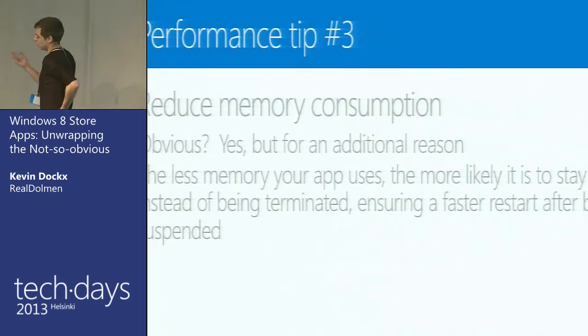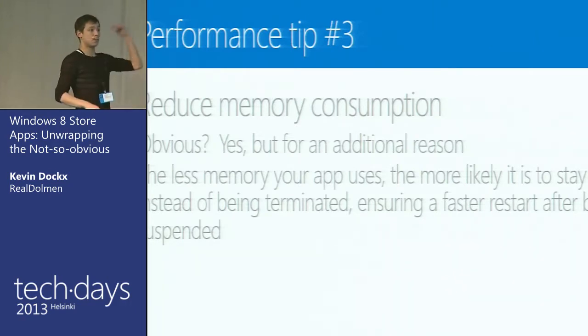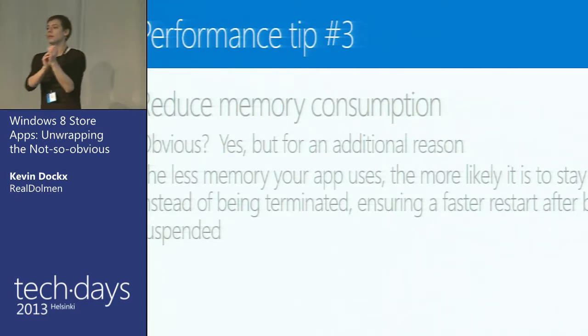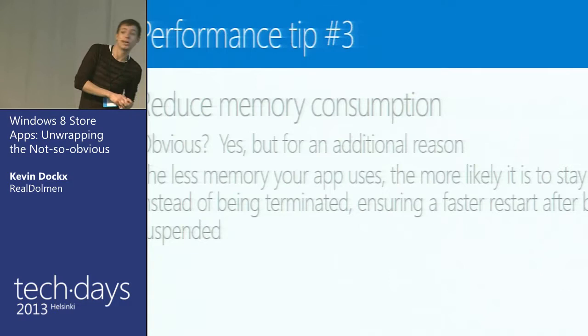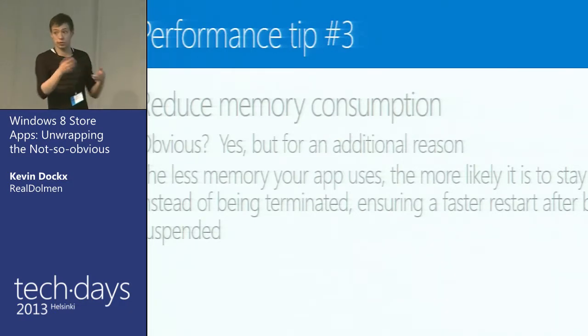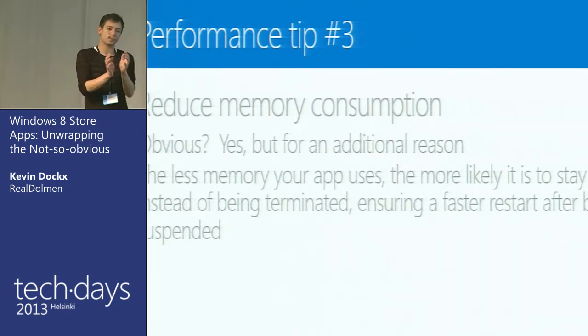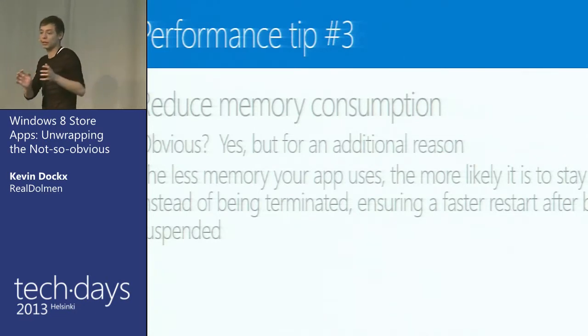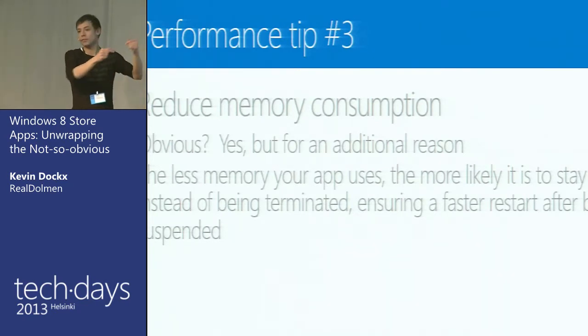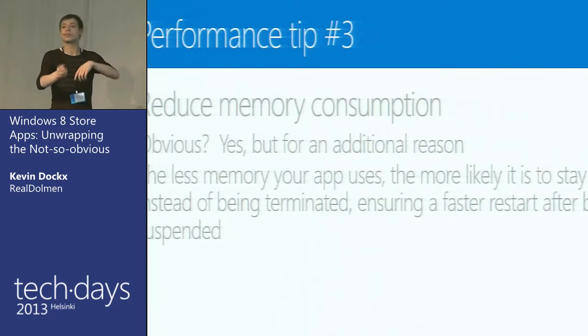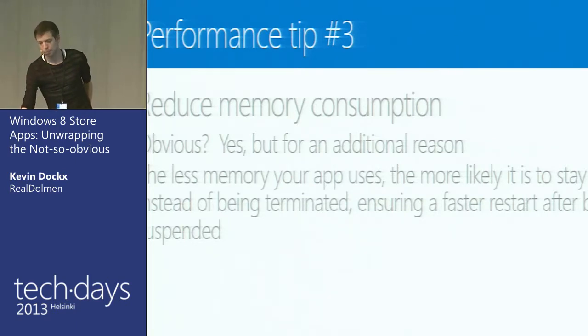You should reduce memory consumption, but it's even more important here because, as I've told you before, your application gets suspended and afterwards it can get terminated. When does Windows terminate your app? When it needs more memory for other apps, for example, or it needs more CPU cycles for other apps. The less memory you use, the less likely it is that your app will get terminated. An app that's been terminated has to start up again from the beginning, so that takes a lot longer than just restarting from suspension, because that's immediate. So that's an extra reason to think about memory consumption in these cases.